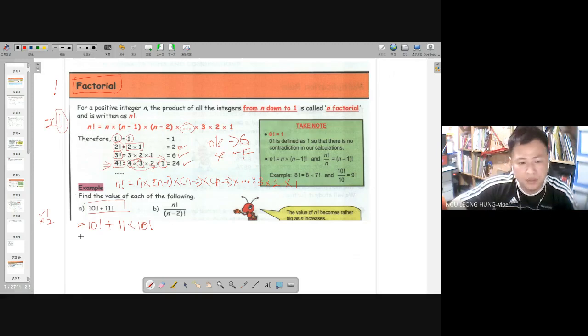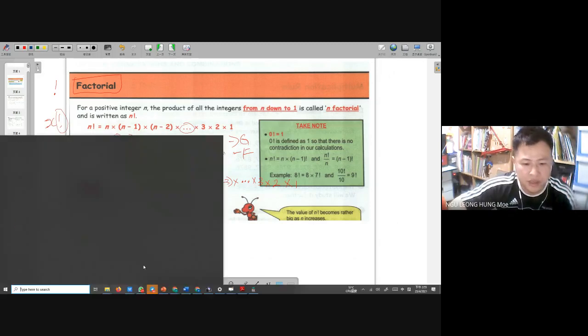Okay, then you see 10 factorial, 10 factorial, this is plus. So if we factorize, we'll get 10 factorial bracket 1 plus 11. 1 plus 11 means 10 factorial times 12. So we can also get the same answer. Let's try.